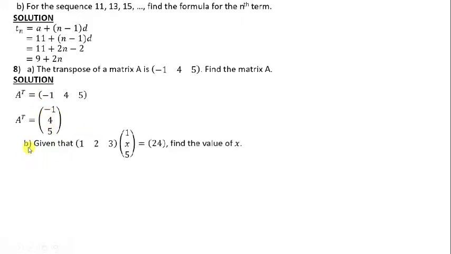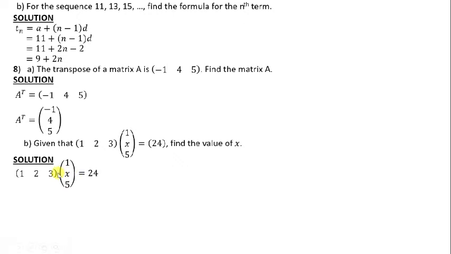We continue. Part B is saying given that we have a row matrix 1, 2, and 3 and a column matrix 1, x, and 5 is equals to 24. Find the value of x. So to find the value of x, we are going to multiply the first entry times the first entry plus the second entry times the second entry plus the third entry times the third entry to be equals to 24. So it will be row by column.